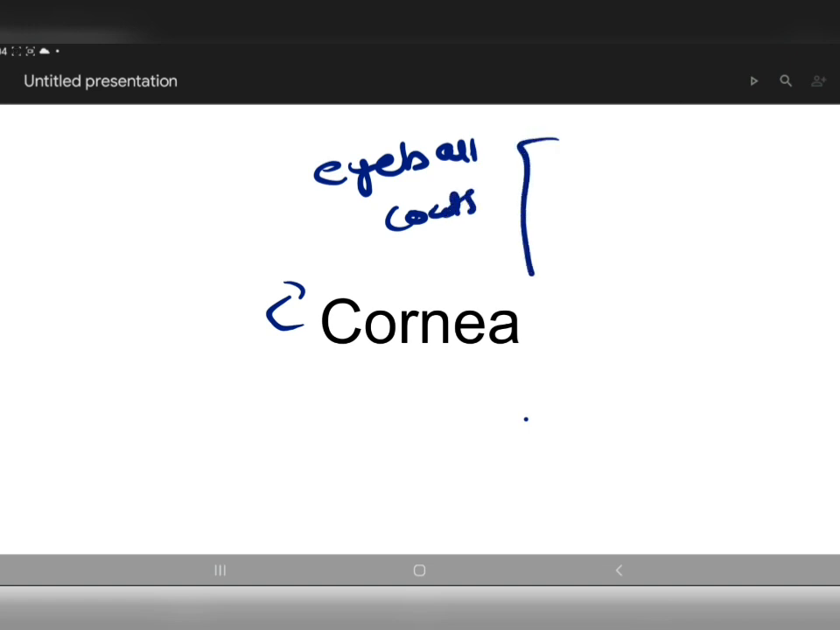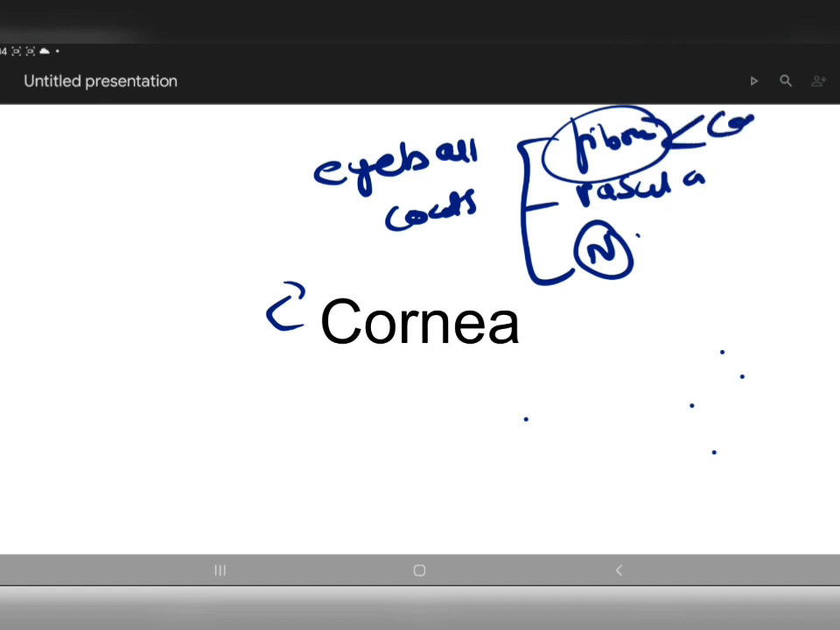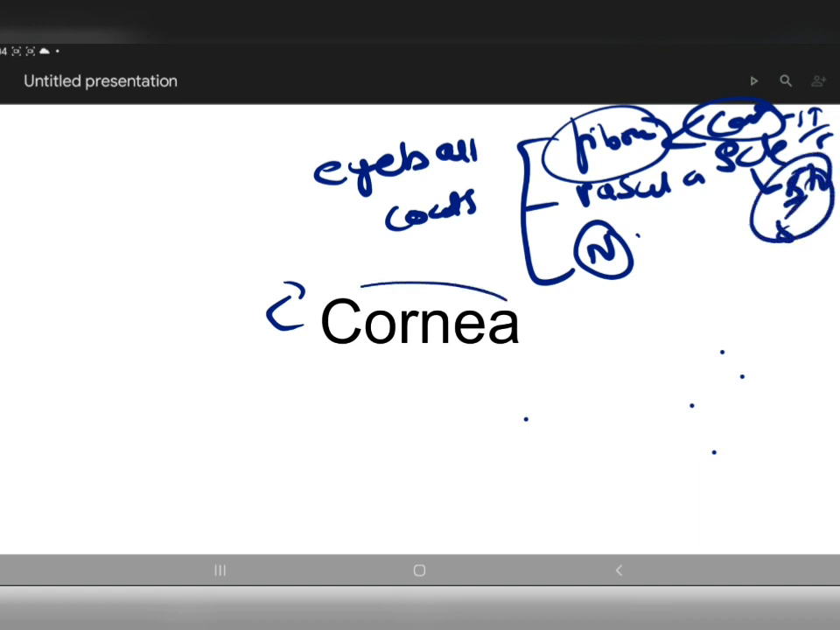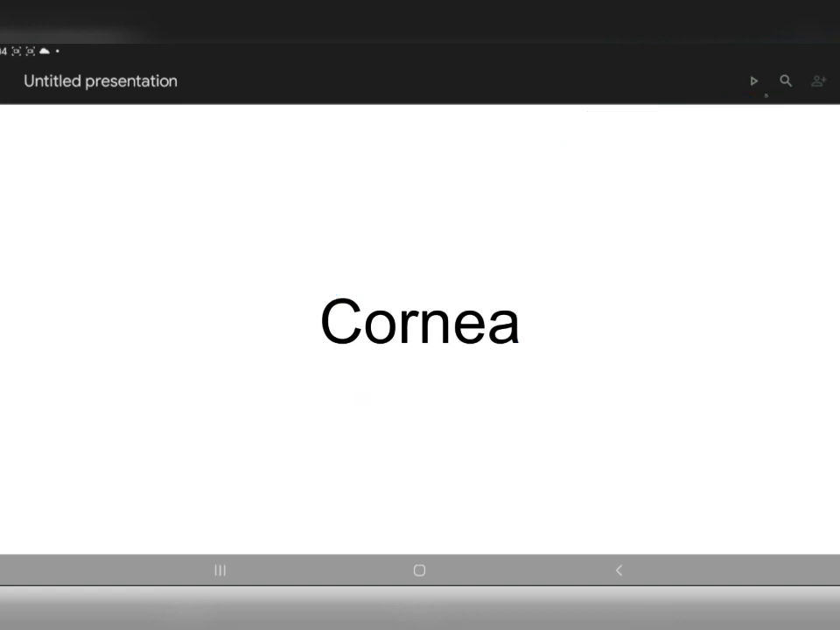The eyeball coats are three things: fibrous, vascular, and neural. In the fibrous coat we have the cornea and the sclera. The cornea is 1/6, the sclera is 5/6. Now today we'll be talking about the anatomy of the cornea.